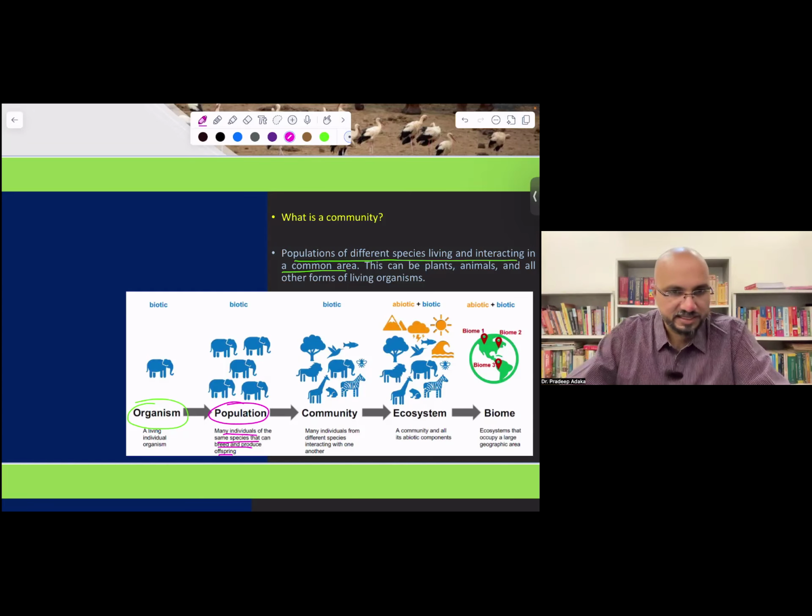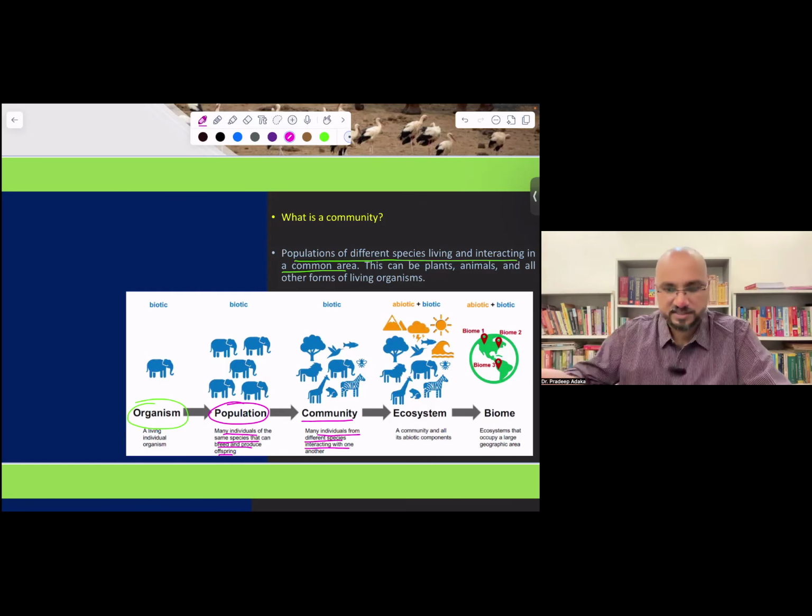Next level in the organization is community, where multiple species are living in a particular area and interacting among themselves. Now this interaction can be positive, can be beneficial for one species, harmful for another species. Okay, there are multiple types of interactions, we will learn about them. So community is where many individuals from different species are interacting with each other. So up to here we have only biotic component. That means only living organisms. They are living and interacting.